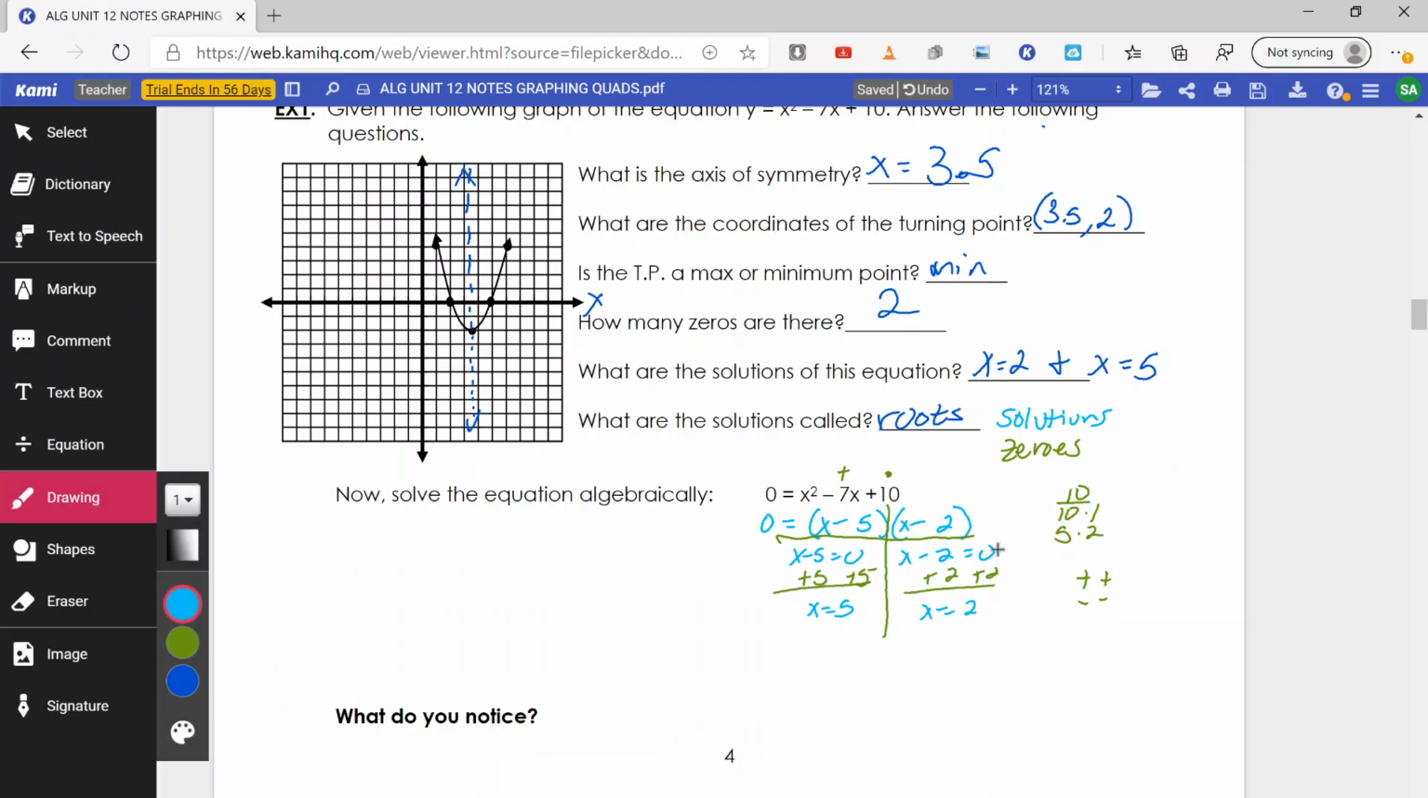So notice that solving algebraically, we end up getting the same answer as just looking at the parabola of a graph where it crosses. So notice it crossed at x equals 2 and x equals 5. Notice we came up with x equals 5 and x equals 2 as solutions by solving algebraically.